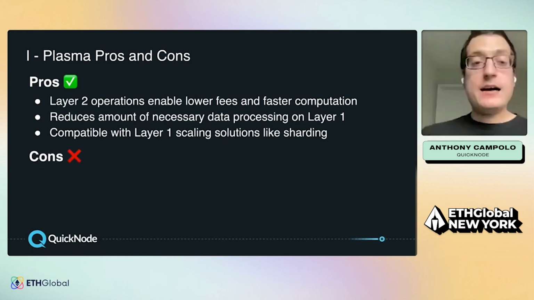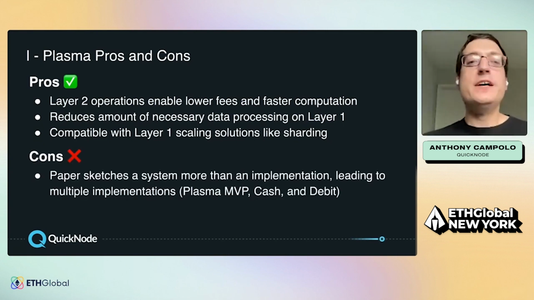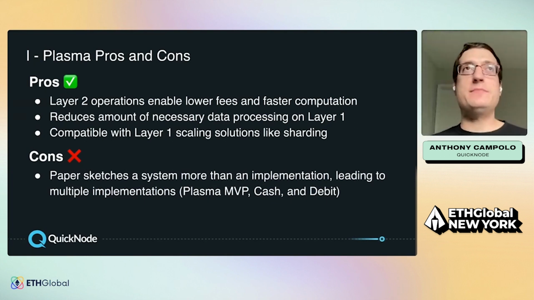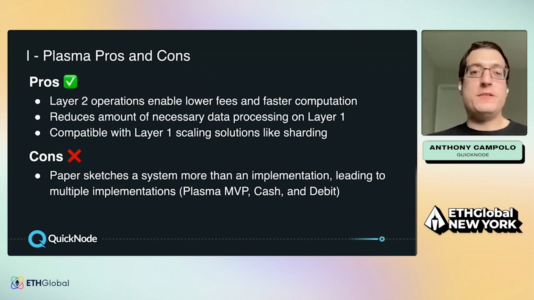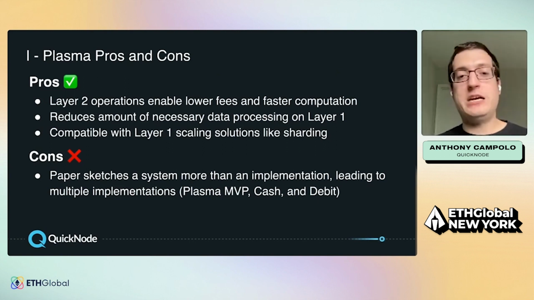When it comes to the cons, though, we have a system and a theory and the idea that we want to have computation offloaded. But if you read the actual Plasma paper itself, it's very long. It has more of a system and less of a specific implementation. It actually recommends various different implementations. This is why you ended up with multiple implementations down the road.